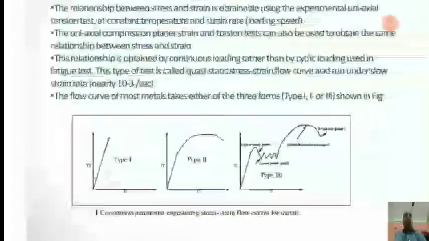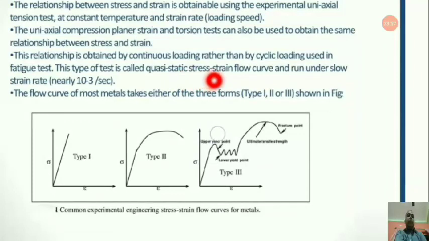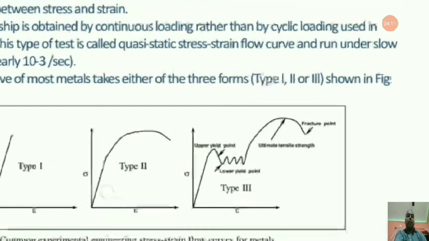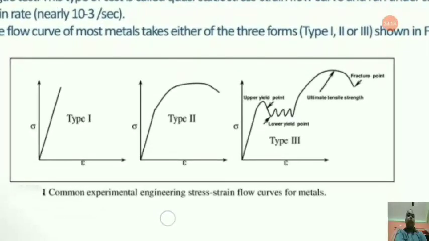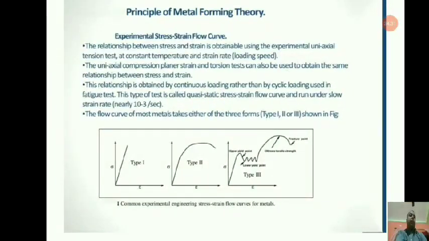This type of test is called the quasi-static stress strain flow curve and is run under a slow strain rate, nearly 10 to the power minus 3 per second. The flow curve of most metals takes one of three forms, shown in the figure as types 1, 2 and 3. These curves originate from the common experimental engineering stress strain flow curves of metals. The first one is this, where a straight line comes out. The second type is this one. In the third type, we get yielding occurring. So these are the curves.